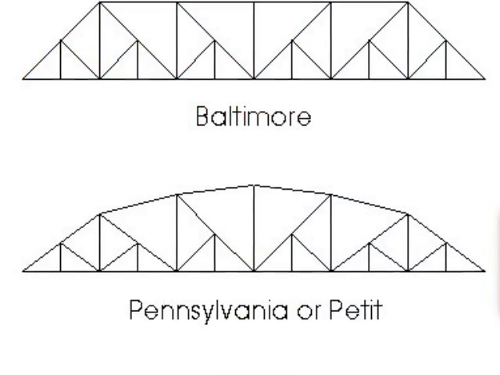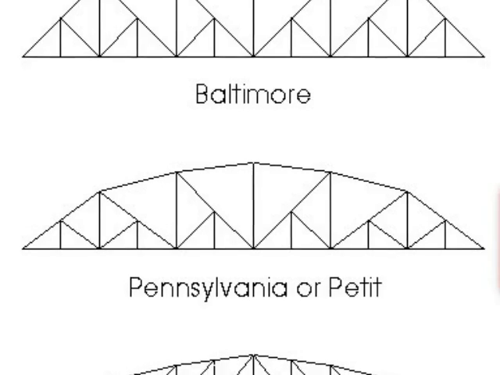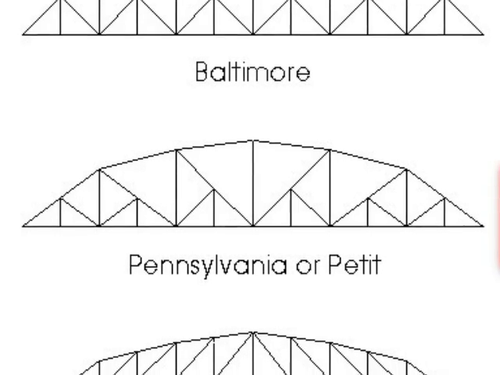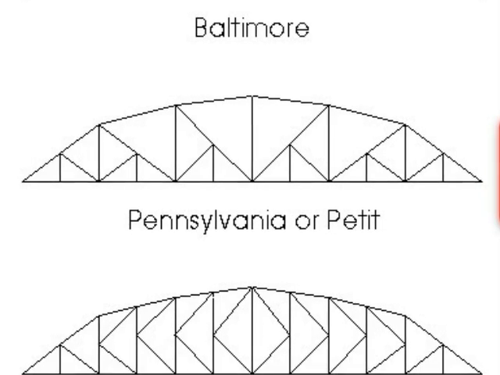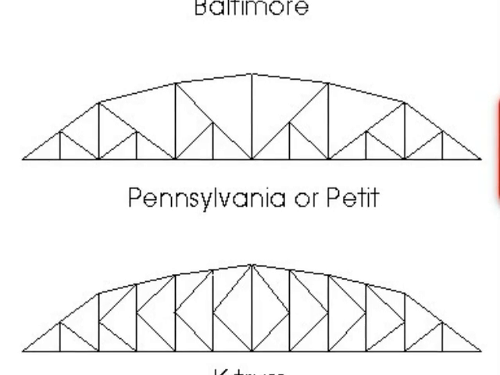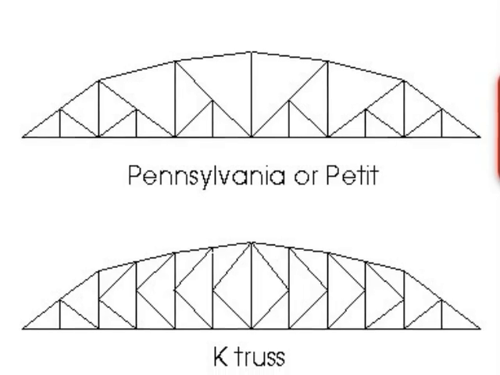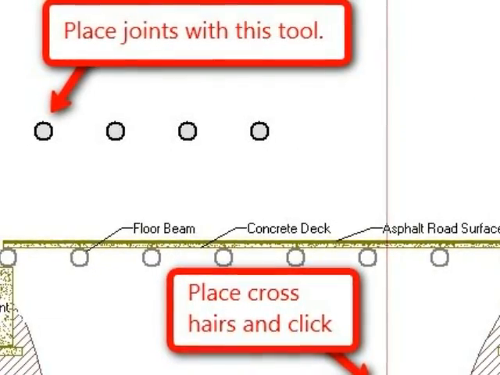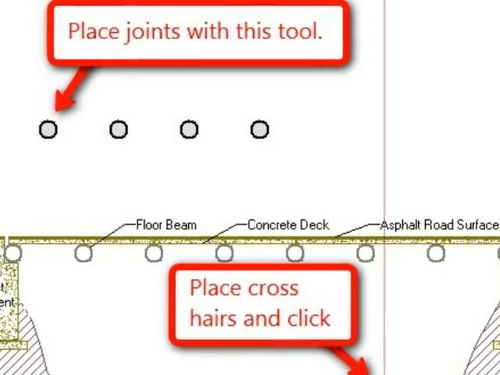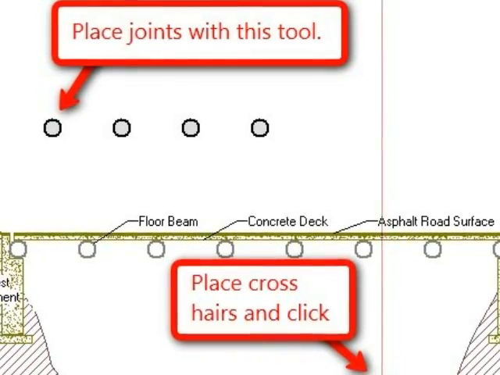These are more sophisticated designs than the ones pre-developed into West Point Bridge software: the Baltimore, Pennsylvania, or Petit truss, and the K truss. All of these have been used in American bridges for the last 100 years. Once you have picked what type of bridge you want to develop, you can use the West Point software and find the toolbox.